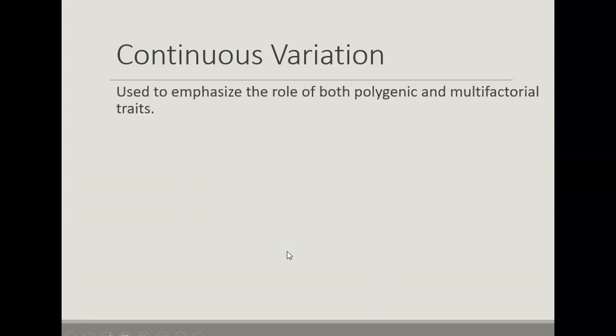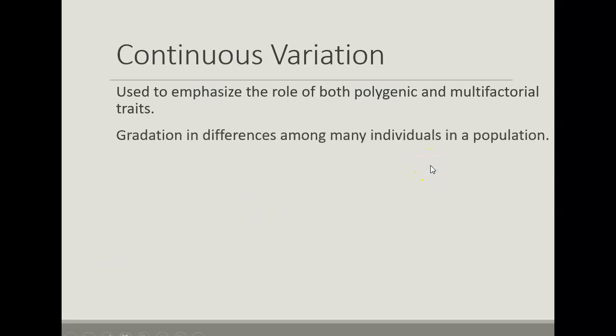And what we talked about just a minute ago was this idea of continuous variation. So continuous variation is used to look at both polygenic and multifactorial traits, and many multifactorial traits are also polygenic. So just to make that clear, you have multiple genes responsible for a trait, and then there is some impact of the environment as well. So they kind of go hand in hand a lot. And what we see with this continuous variation is you have a gradation in differences among individuals of a population.